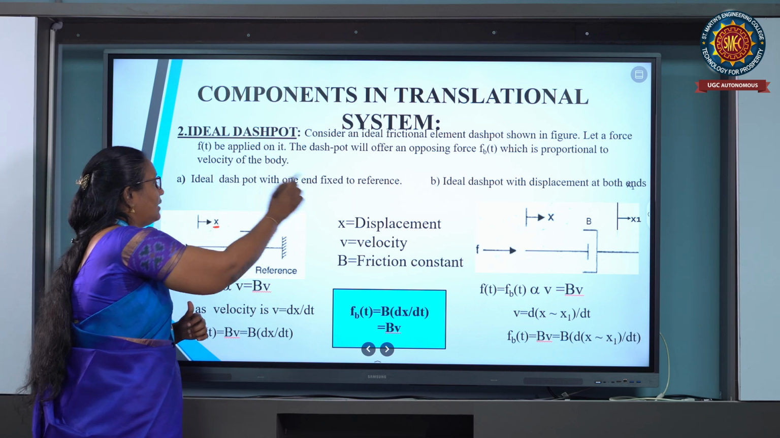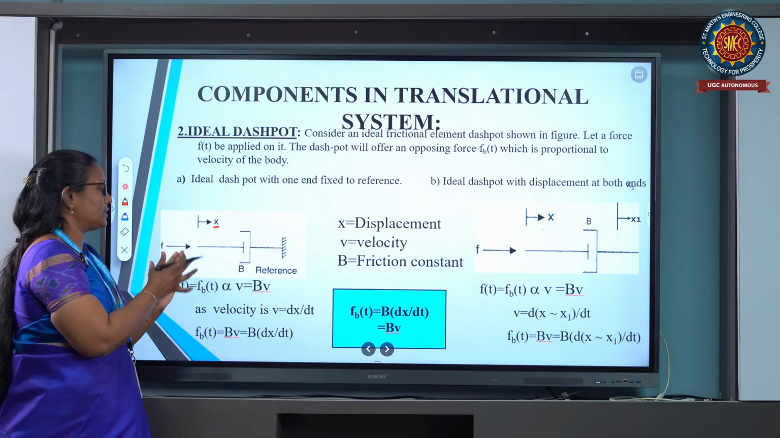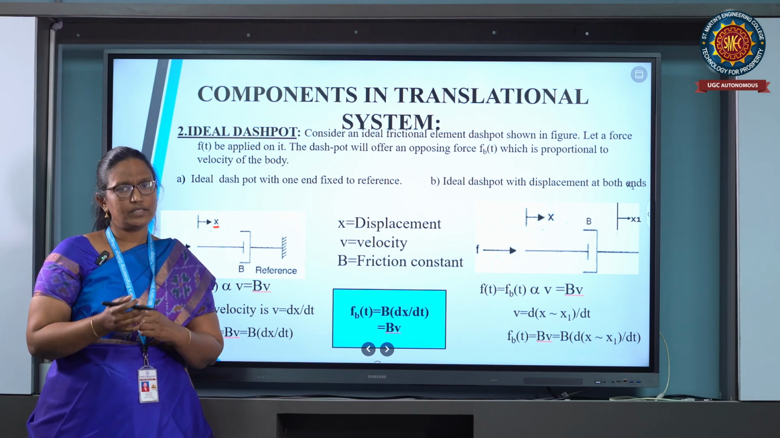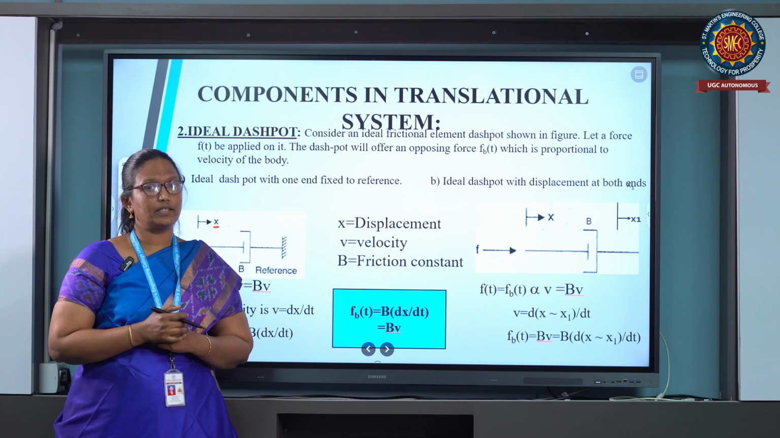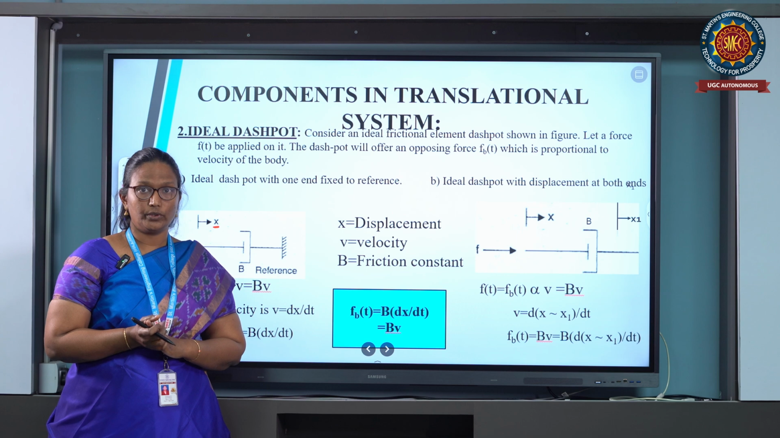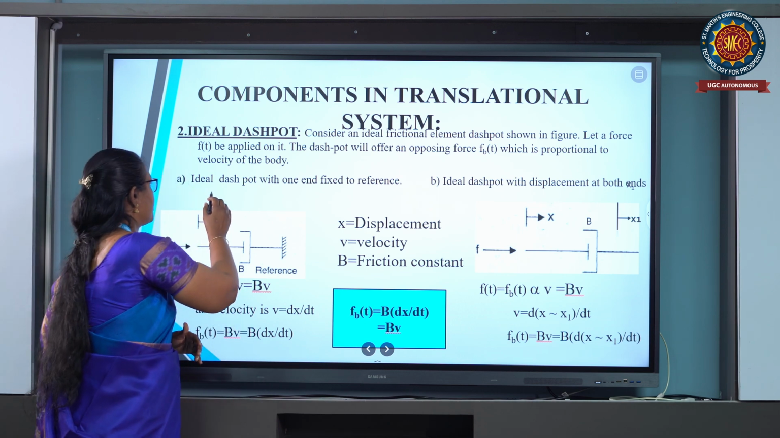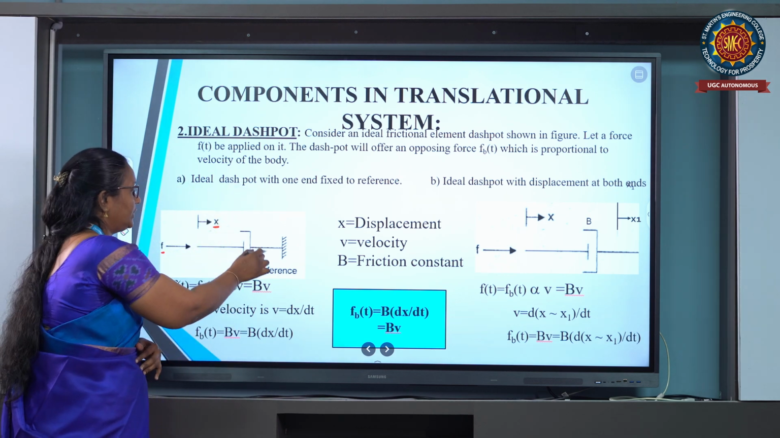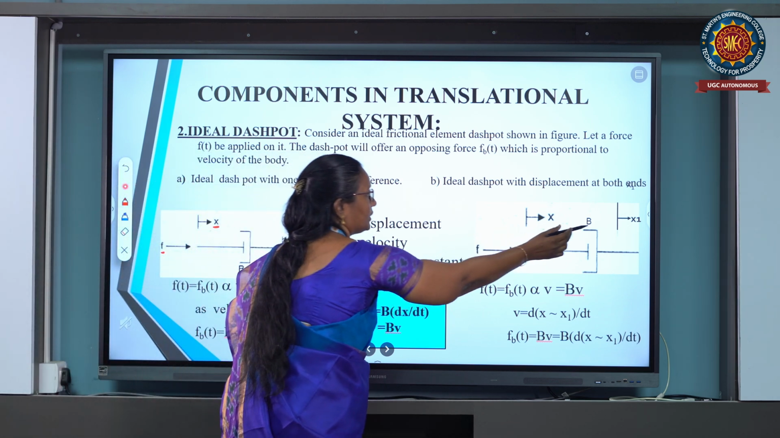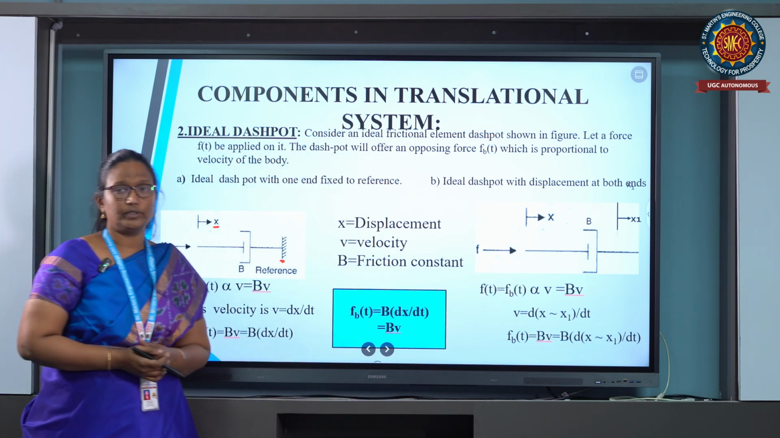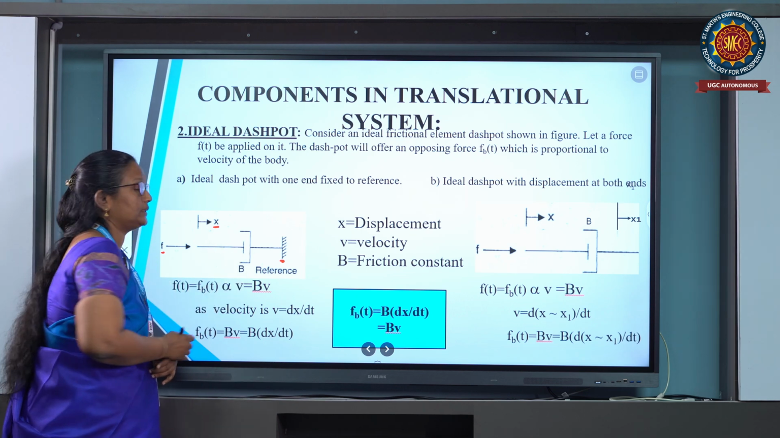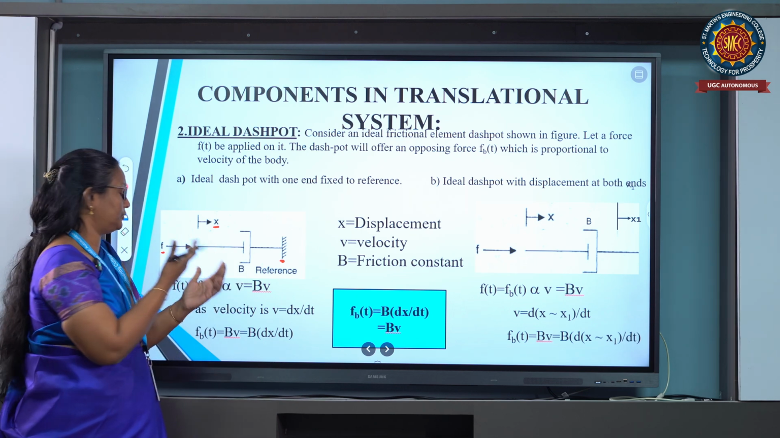Okay, so here we have two cases. This element may be present between two mass elements. Mass elements are the basic elements which we consider as nodes. So this element may be present between two or more mass elements. Here we have two cases: one is the ideal dashpot with fixed reference, and another is without any fixed reference, or in other words, free ends. First, let's see the fixed reference form.